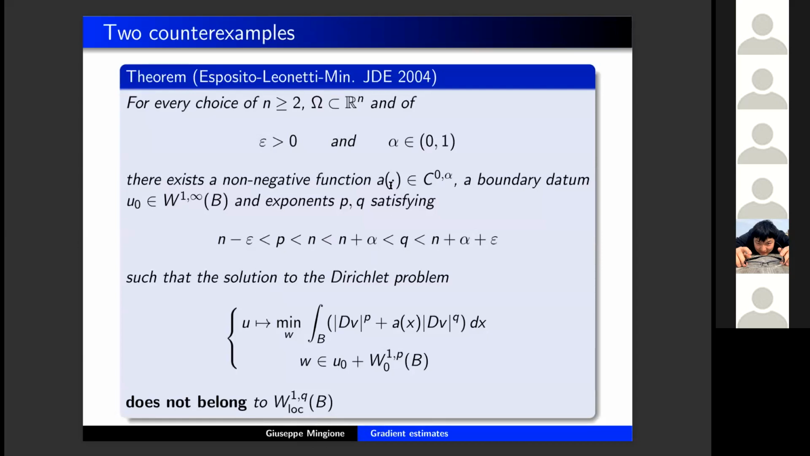So get me a coefficient. I can provide you a coefficient which is Hölder continuous with the exponent you want. Okay? So get me also epsilon. And then I can find p less than n and q larger than n plus alpha, such that a minimizer of this functional, which is by definition in W^{1,p}, is not even in W^{1,q}. So you are not able to realize the higher integrability, basic bootstrap, eventually leading you to higher regularity.